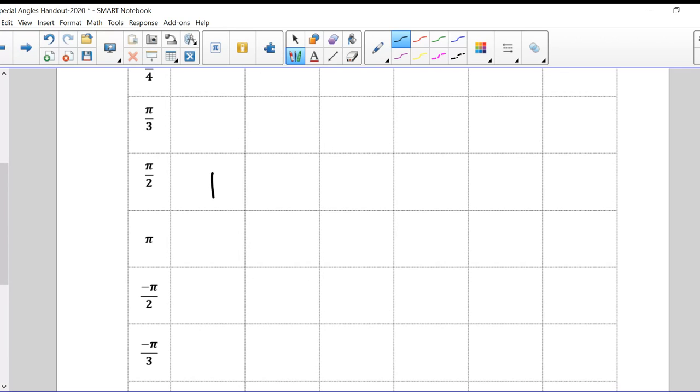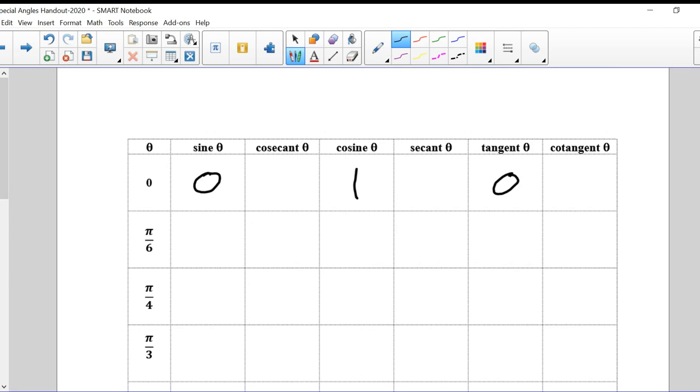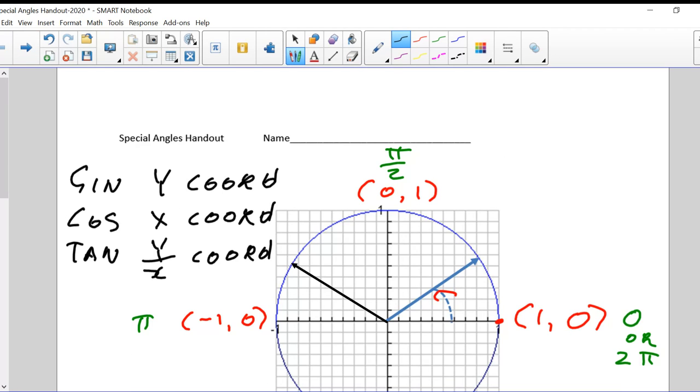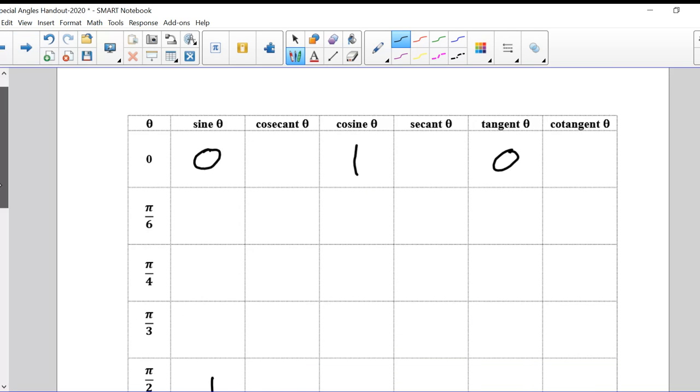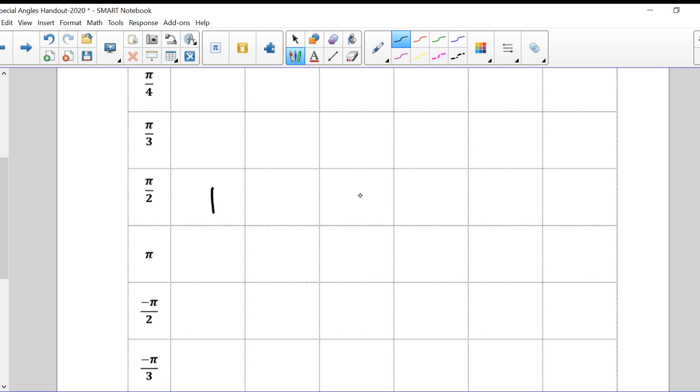How about the cosine of pi over 2? The cosine, remember, I'm up here now, at pi over 2. The cosine of pi over 2 is my x-coordinate. Well, my x-coordinate is 0. So that means that my cosine of pi over 2 should be 0.